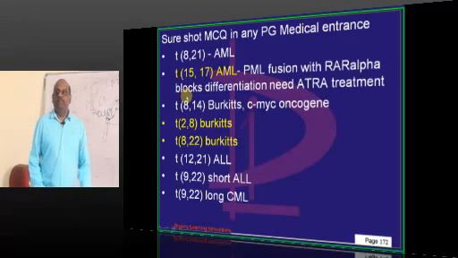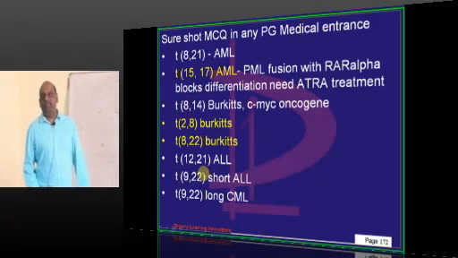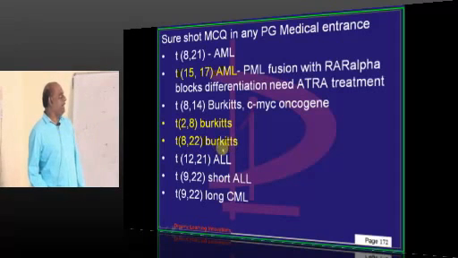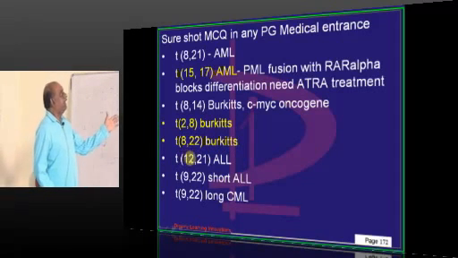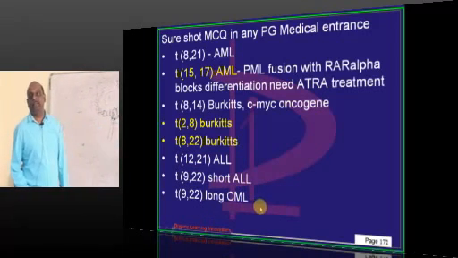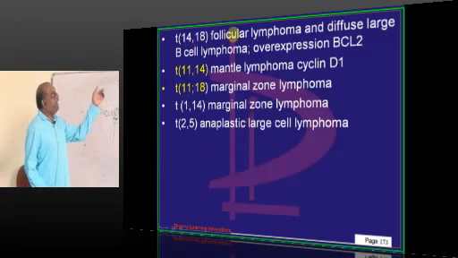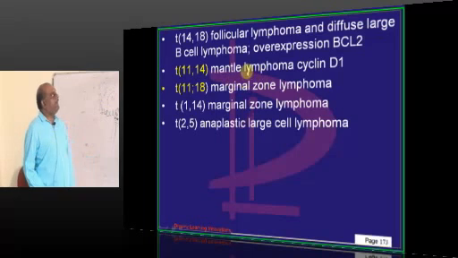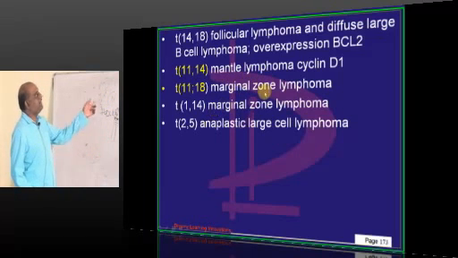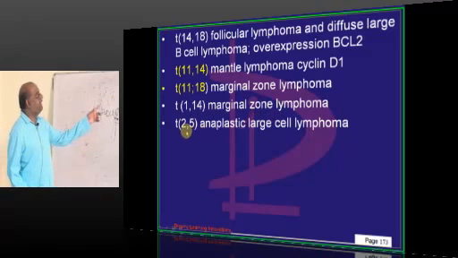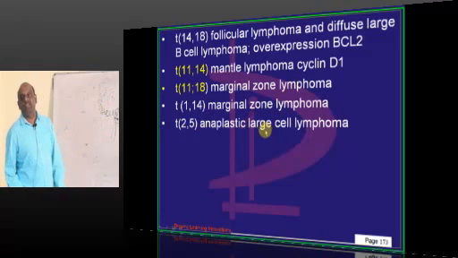8;21 is AML, 15;17 is APML, 8;22 is Burkitt's, 12;21 and 9;22 are basically ALL, and 9;22 long is CML. 14;18 is follicular lymphoma, 11;14 and 11;18 are mantle cell and marginal zone lymphoma. Even 11;18 is marginal zone, and 2;5 is anaplastic large cell lymphoma.